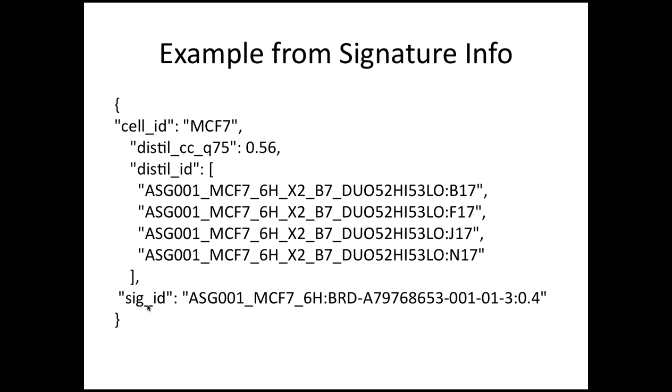Basically, each of these distal IDs represents a genome-wide expression profile for us. And then the signature ID is the summary of these replicated observations into a single whole genome expression profile. Great, that was very clear. Thank you. Yeah, thanks, Mario.